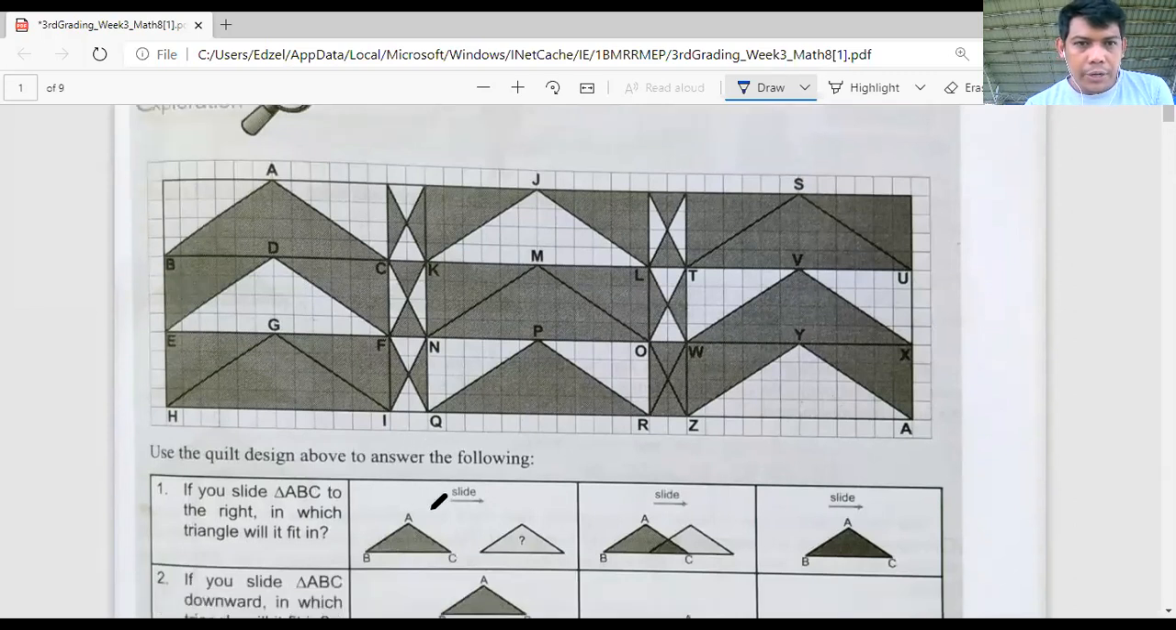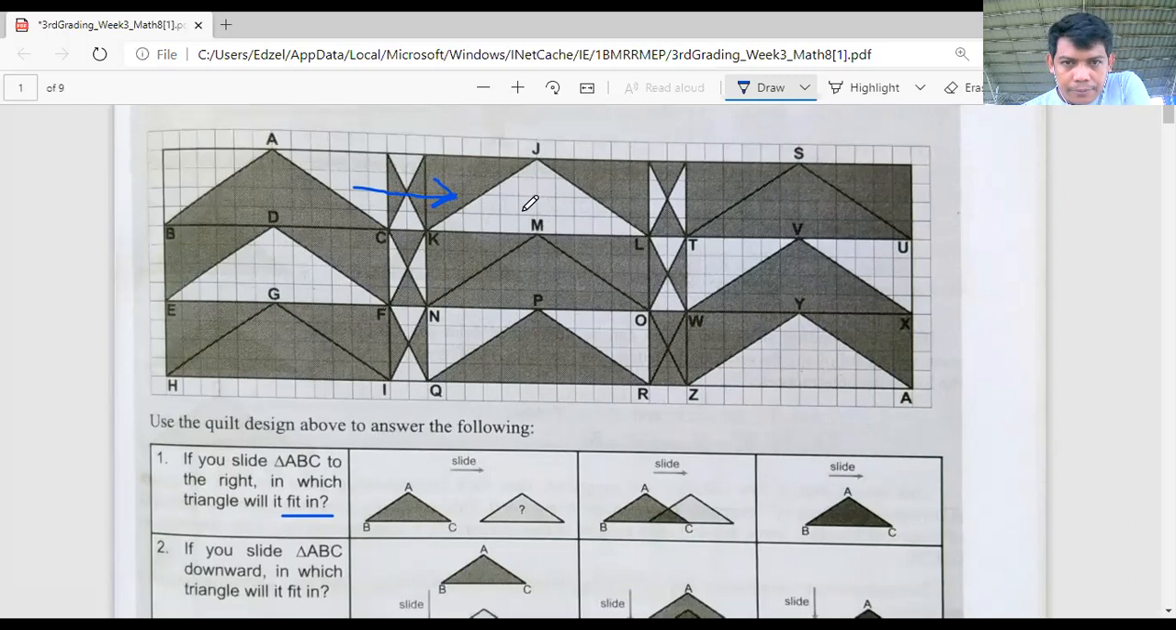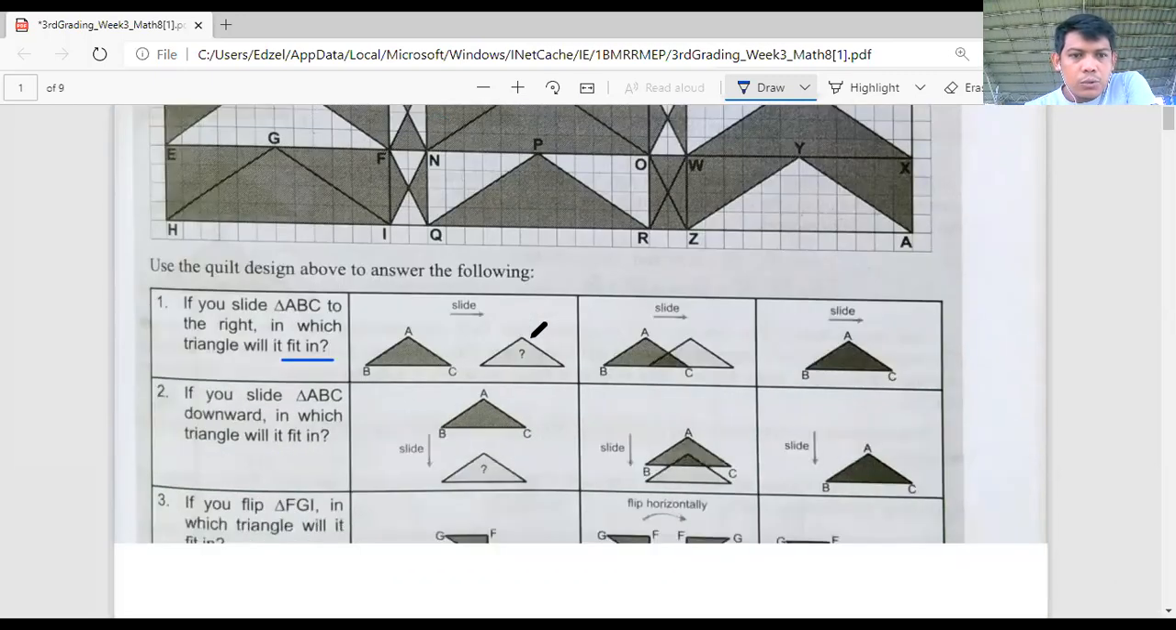So from the exploration from your book, if we slide the triangle, for example triangle ABC, over to that area where the triangle will fit in, of course it will fit in to triangle JKL. Then therefore, if they will fit each other, they are congruent pag mag-fit sila. That's a congruency of the two triangles.